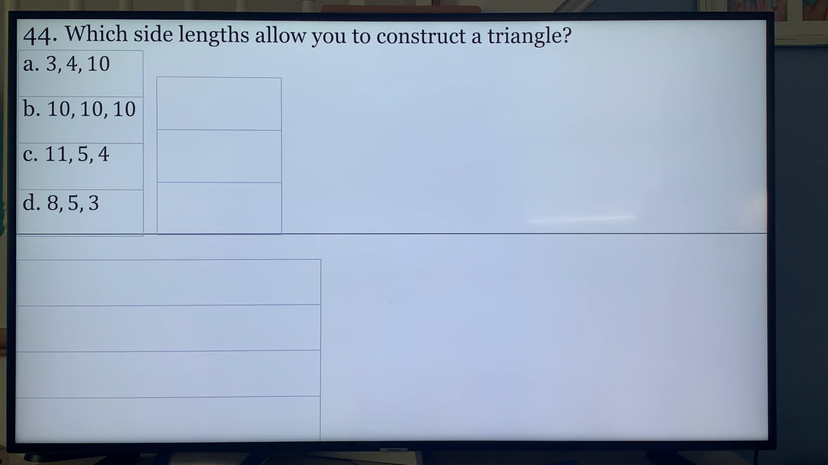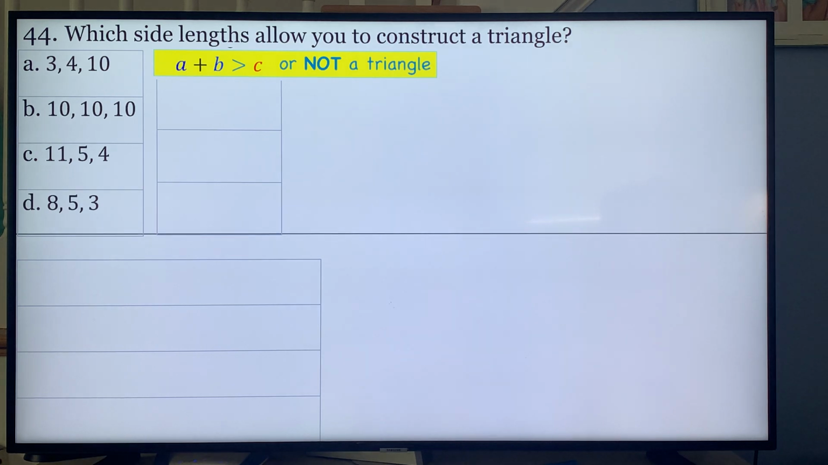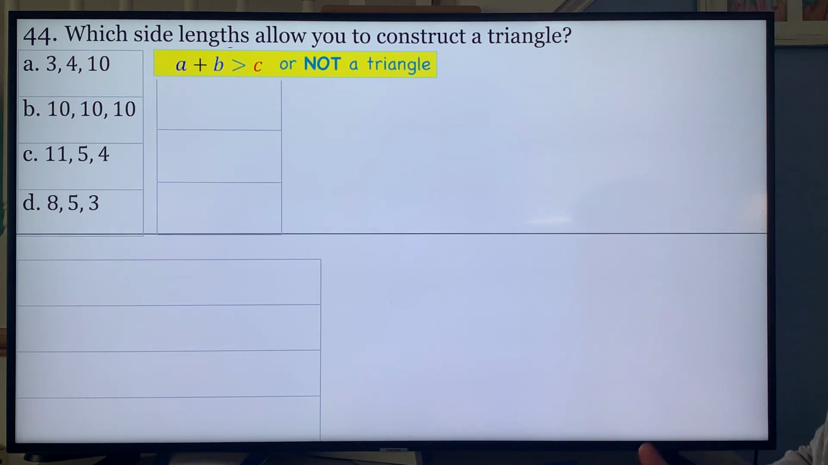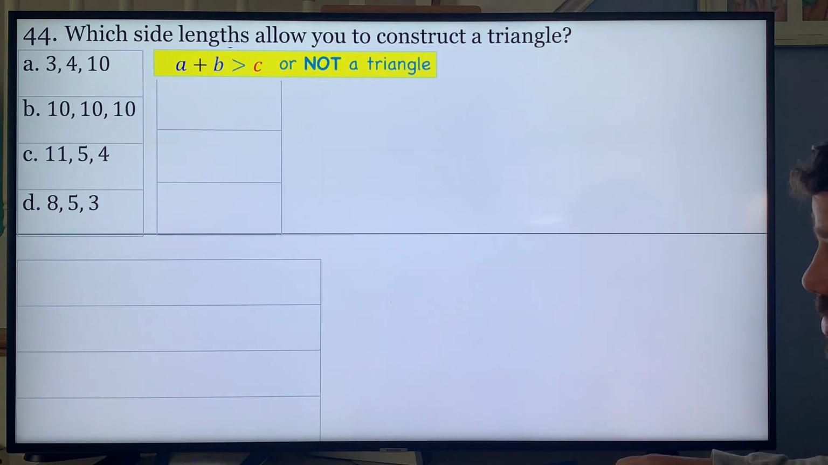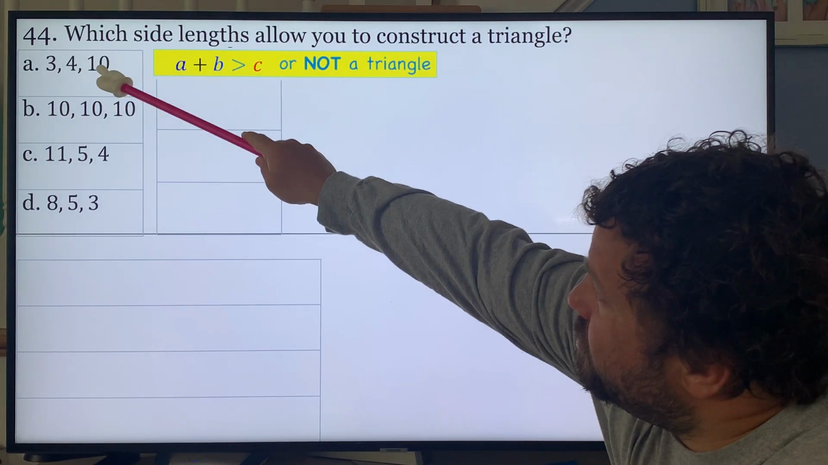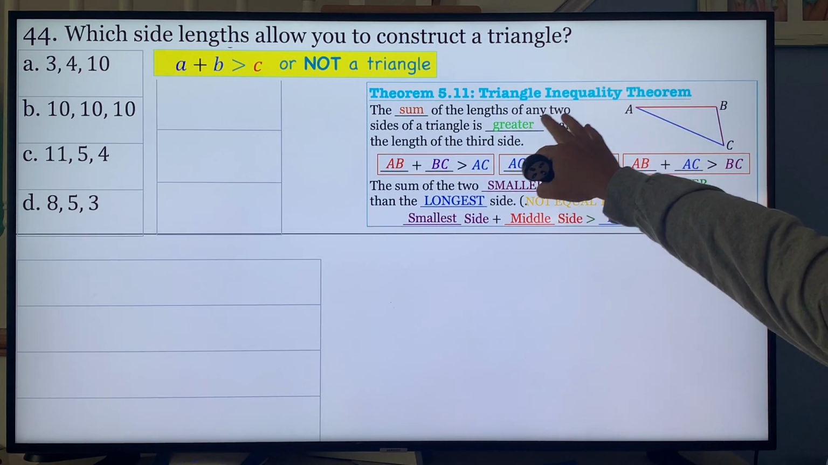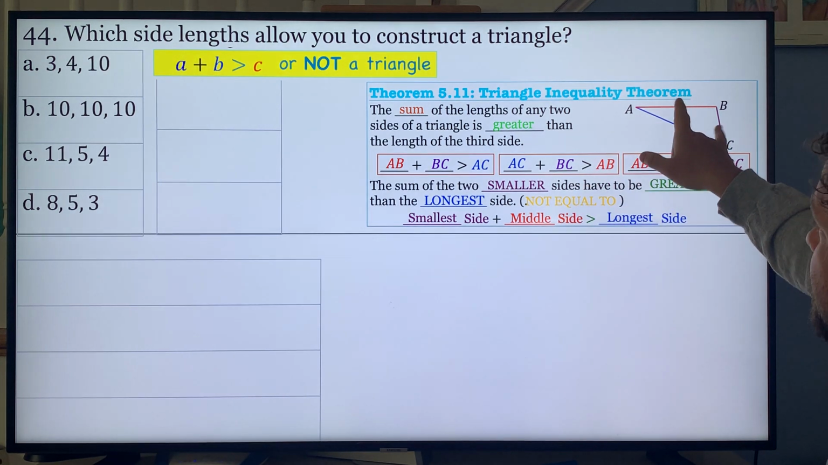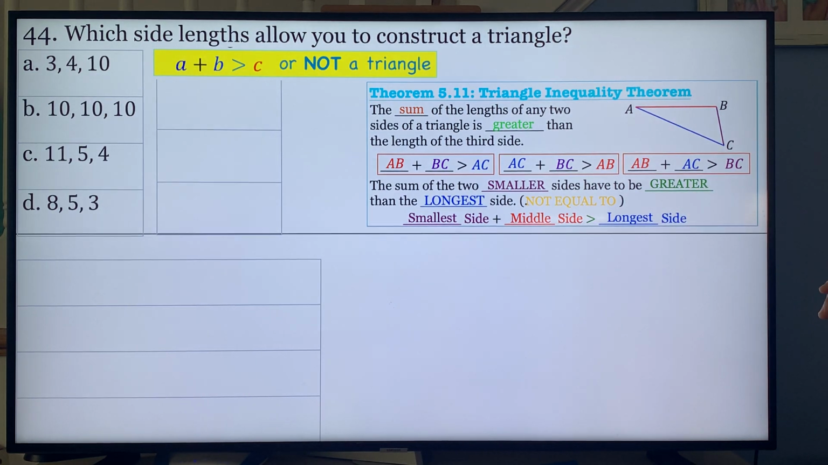44. Which ones of these side lengths allow you to construct a triangle? Now, the rule for a triangle is if A plus B, the two shorter sides, have to be larger than the largest side. Okay, they can't be equal. So either that's true or it's not a triangle. So let's look here. What about 3, 4, and 10? So the actual theorem here: the sum of the lengths of any two sides of a triangle is greater than the length of the third side. So any two sides has to be bigger than the third side, but if the two smaller sides are bigger than the largest side, the largest and one of the smallest is obviously going to be bigger than the other ones. All right? Can't be equal to.